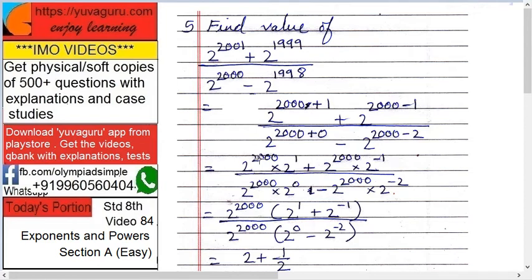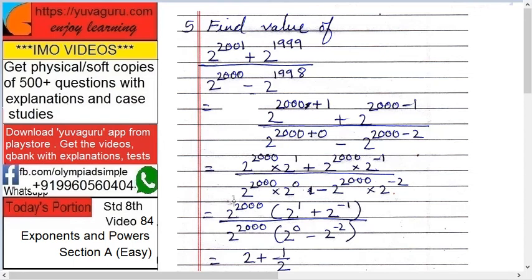So 2^2000 into 2^1 plus 2^2000 into 2^-1, the whole upon 2^2000 into 2^0 minus 2^2000 into 2^-2. Now 2^2000 can be taken common, so it becomes 2^2000 common, (2^1 plus 2^-1), the whole upon 2^2000 again, (2^0 minus 2^-2).